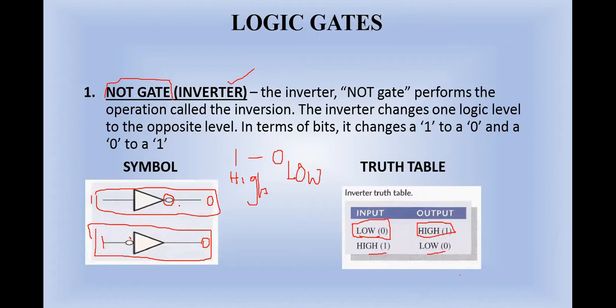And in the exam paper, they don't indicate that this is a NOT gate. By its look, you're supposed to know that this is a NOT gate or it's not a NOT gate. So that is the first gate.